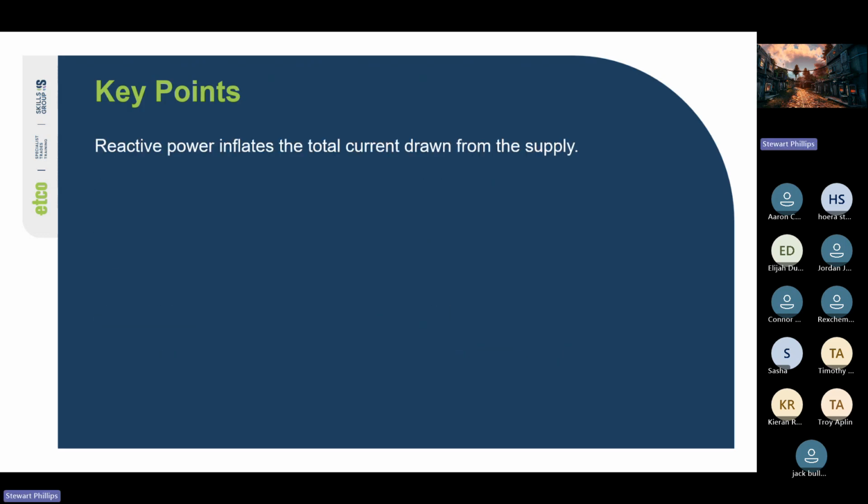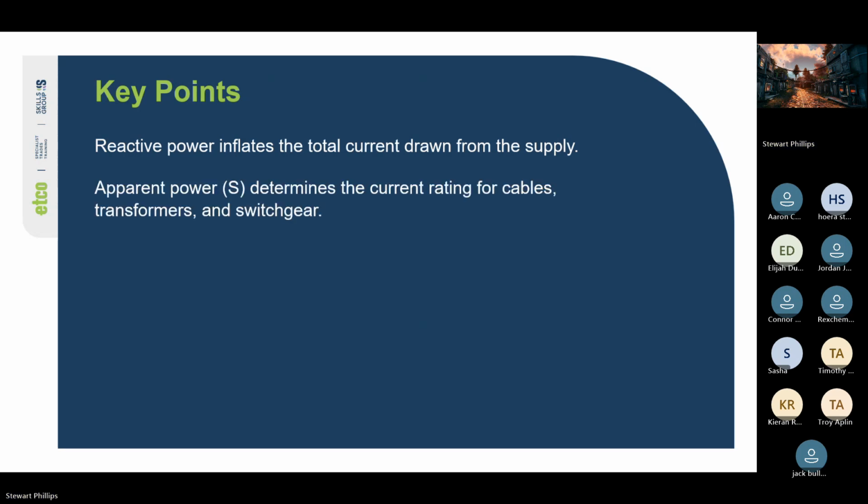So remember, our reactive power inflates the total current draw from the supply and increases our energy bill. Our apparent power determines the current rating for our cables, our transformers, and our switchgear. Even if our load is only 2 kilowatts, if we have an apparent power of 3000 VA, we need to plan for the 3000 VA, not the 2000 watts.